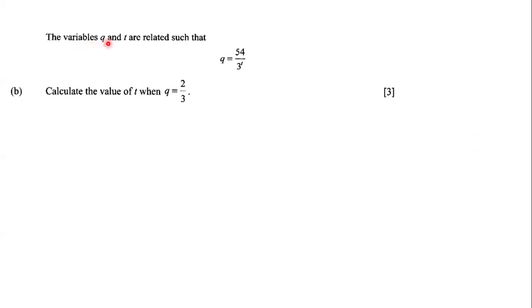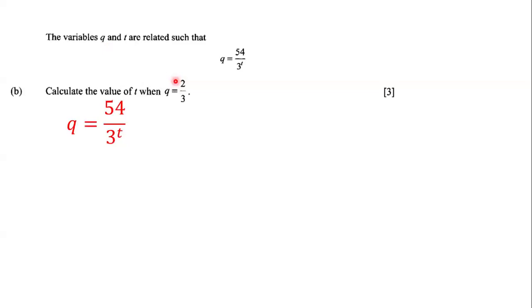The variables q and t are related such that q is equal to 54 divided by 3 raised to the power of t. Calculate the value of t when q is equal to 2 over 3. And so here we have this formula, q is equal to 54 divided by 3 raised to the power of t. And in this case, q is equal to 2 over 3.